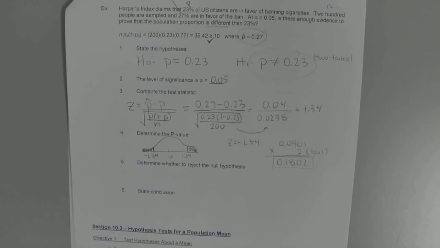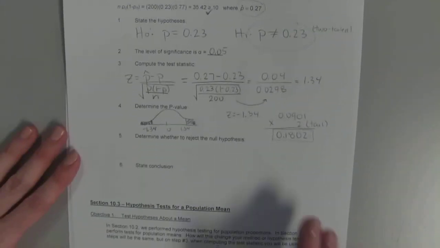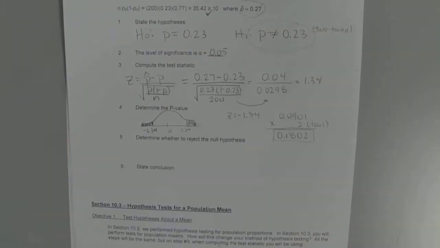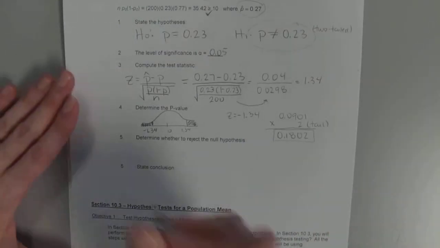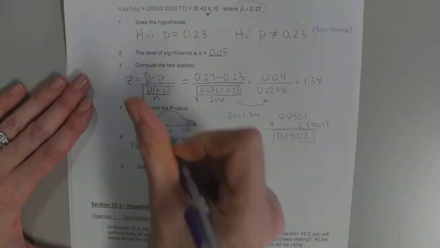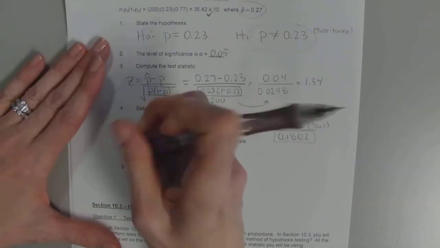If the proportion of people that wanted to ban cigarettes was really 23%, we had about an 18% chance of getting our proportion of 27%. Is 18% that weird? No. I mean, it's kind of low, but it's not lower than our alpha. So determine whether to reject the null. This is not less than our alpha, so we do not reject. Do not reject H naught.